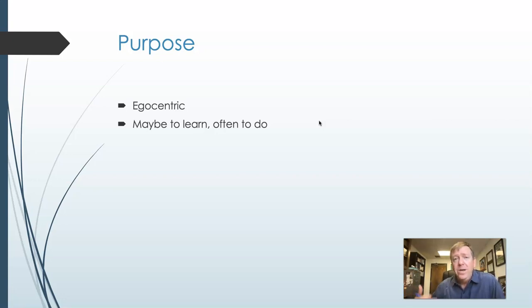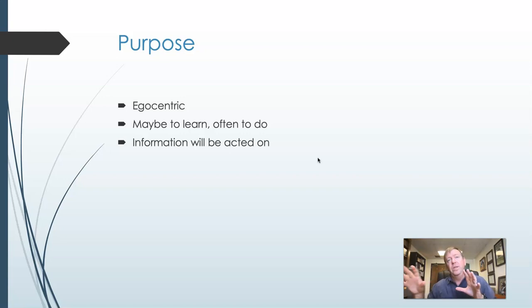Again, when we write in academia, it's completely to show how much you know about something, but it might be so that you can teach somebody else. But typically, in the workplace, it's so that we can know how to carry out something, so that we can know how to do something. It answers our questions. And in the workplace, we can typically be assured that the information will be acted on. When we write something, it's for a purpose.